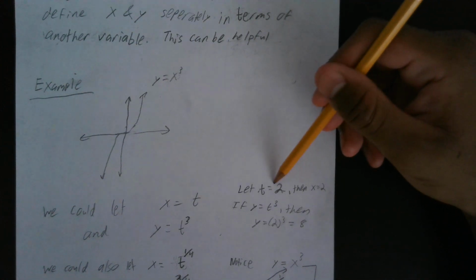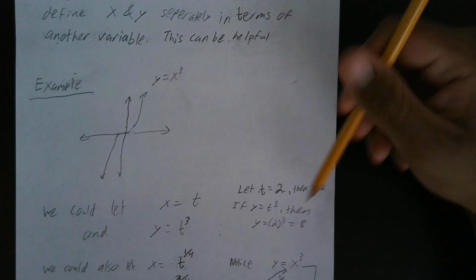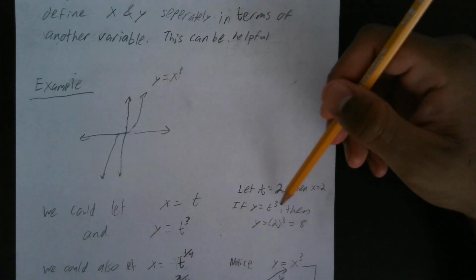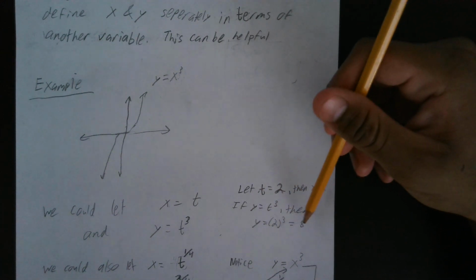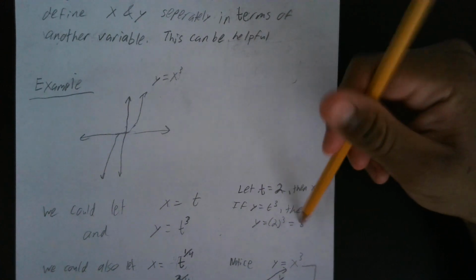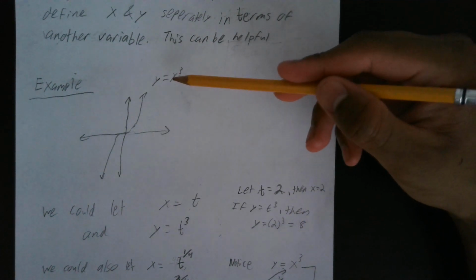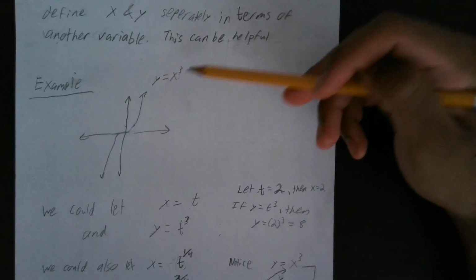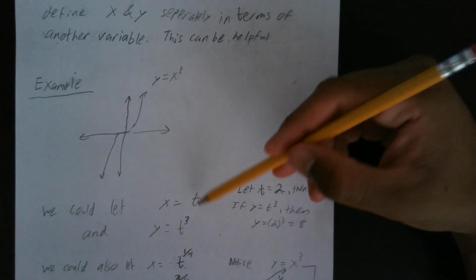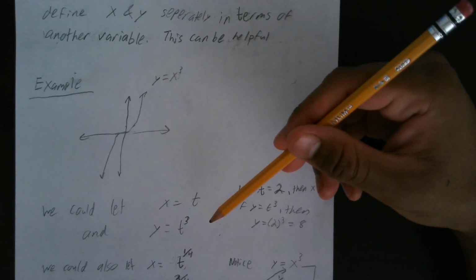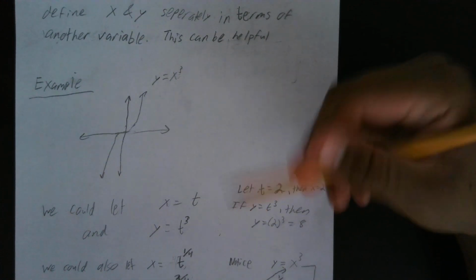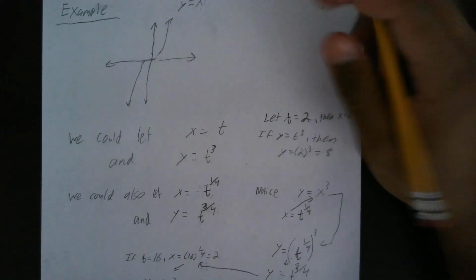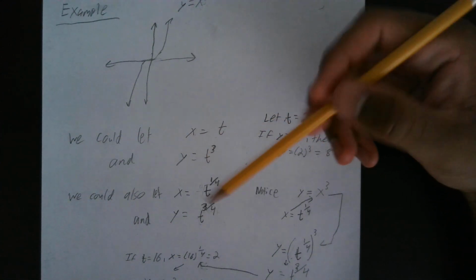If you were to let t be equal to 2, then x would be equal to 2. And then if y is equal to t cubed, then y equals 2 cubed, which is equal to 8. And if you sub in 2 for x right here, you would get y equals 8. So parametric equations are still basically the same thing, it's just another way of defining our functions.